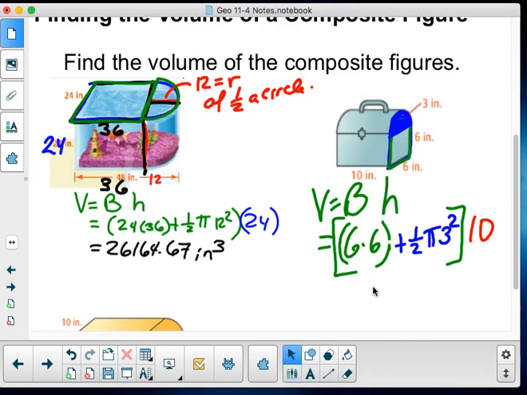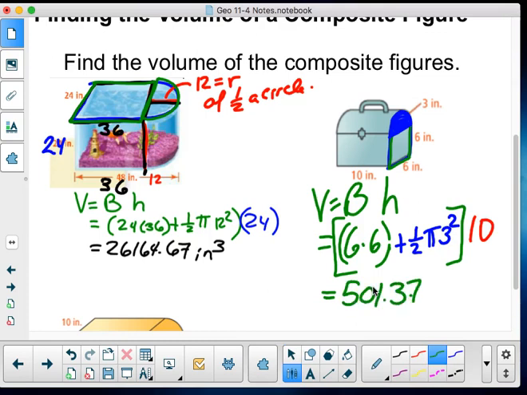So I've got 36 plus half of 9 pi times 10. So I have 501.37 inches cubed.